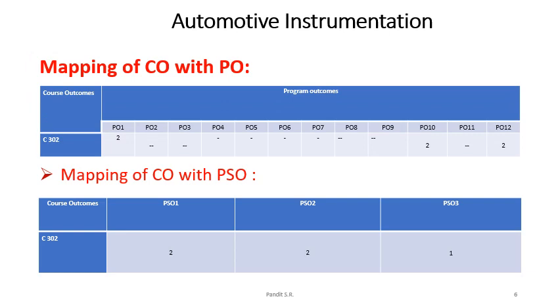This is the mapping of CO with PO. So PO1, PO10, PO12, they are being mapped with the levels. Also, mapping of CO with PSO is shown with the different levels. So at the end of this Unit 1, we will again clarify whether you have achieved these POs to that level.